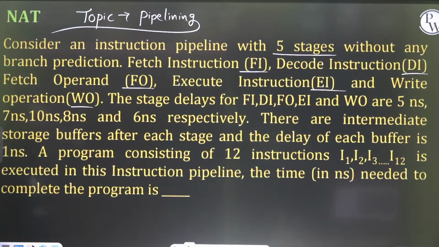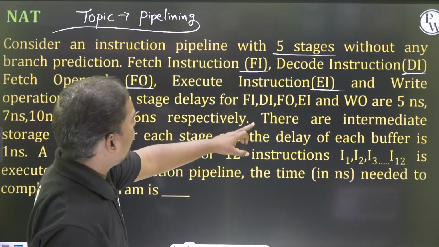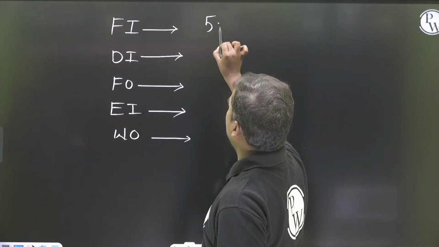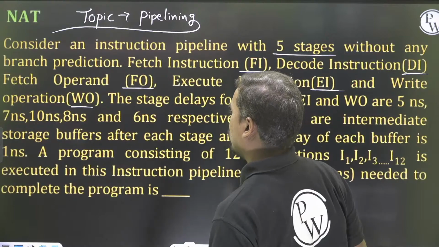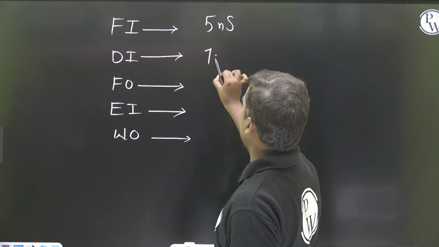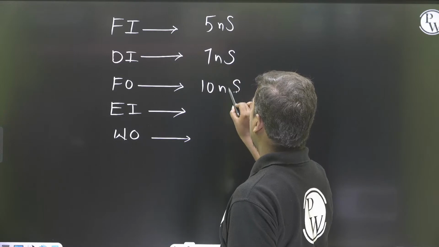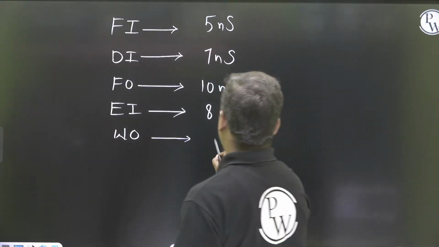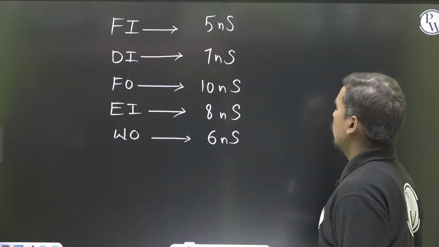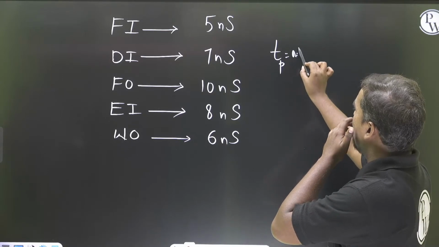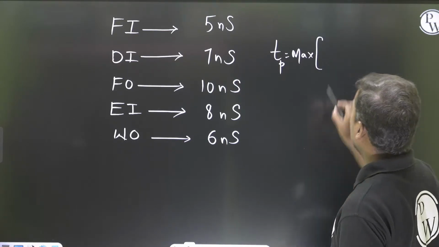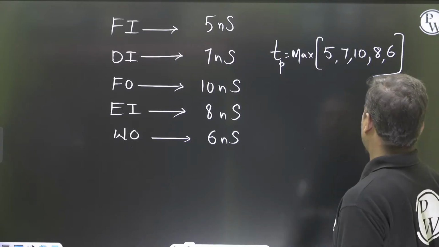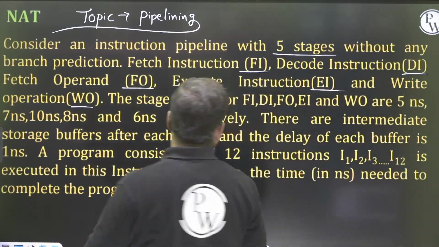The stage delays for FI, DI, FO, EI and WO are 5, 7, 10, 8 and 6 nanoseconds respectively. He has just given the names to confuse you or kill your time. Understood? So what is the time of pipelining? The time of pipelining will be the maximum of 5, 7, 10, 8, 6. You have to take the maximum time.